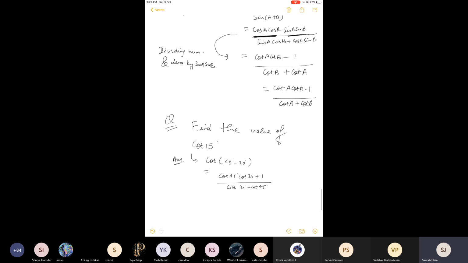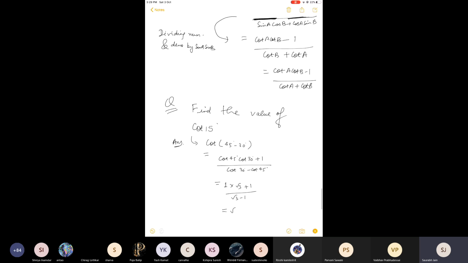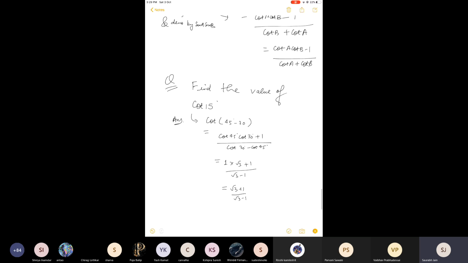Now let us put these values. Cot 45 is 1. Cot 30 is root 3, because tan 30 is 1 by root 3, so cot is the reciprocal. So this comes out to be (root 3 plus 1) by (root 3 minus 1). This is absolutely correct. But if you give the answer in simplest form, that is better. And that means we have to rationalize.